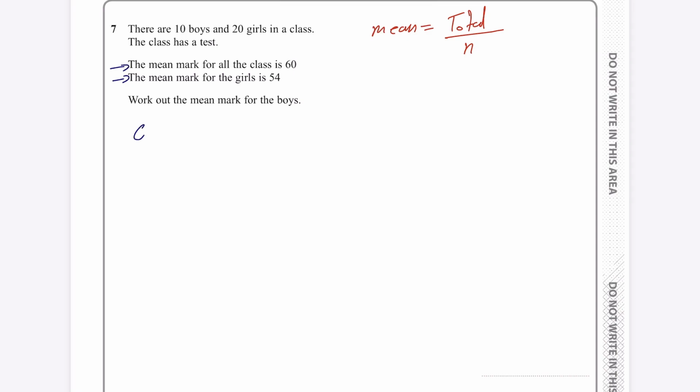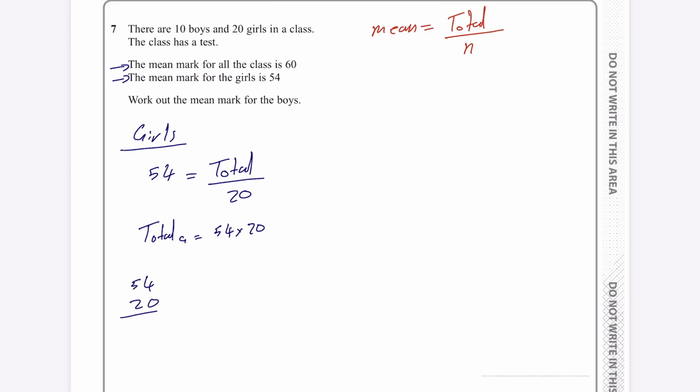So let's start with girls. And let's look at the formula at the top there. For the mean for the girls, we know it's 54, which is equal to the total divided by the number of girls. We don't know what the total is, but we know there are 20 girls. So the total for girls is equal to 54 times 20, we can do that here. 54 times 20 is 1080. I'm just going to draw a straight line down.